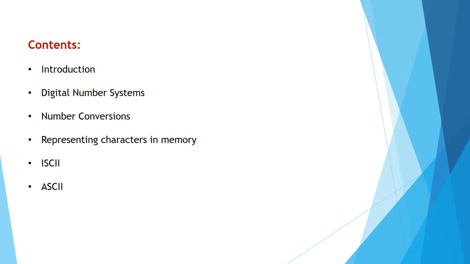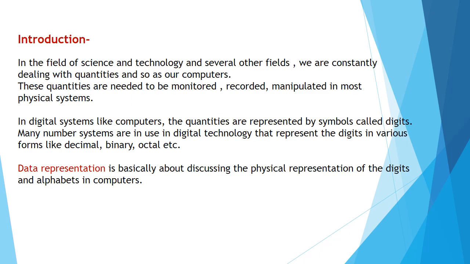Next one will be representing characters in memory, that is, what the characters are and how to represent the characters in the memory. And next will be the ISCII code, that is the Indian standard coding, and the ASCII code, that is the American standard coding. Okay, so let's see. So let's start the introduction part first.